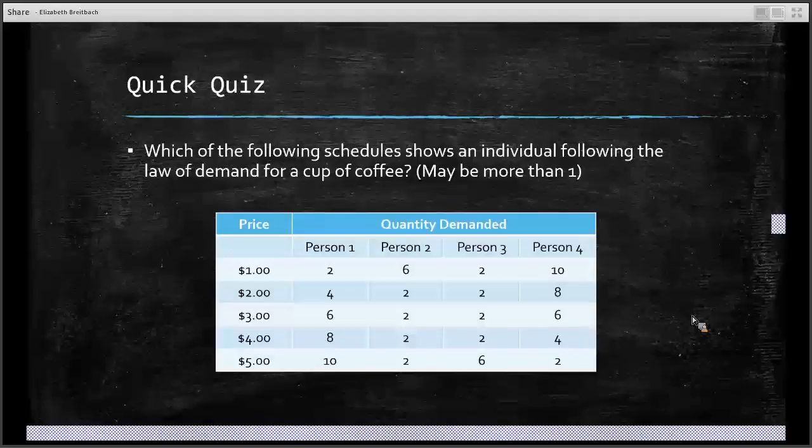Person 2, when the price of coffee is $1, they buy 6 units, and for all other prices, they buy 2 units.